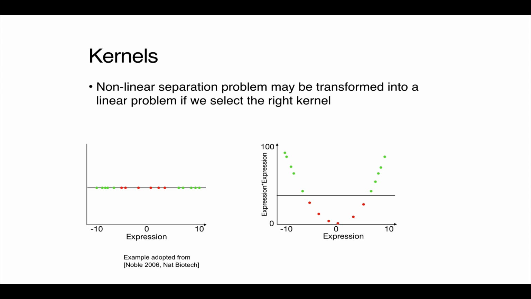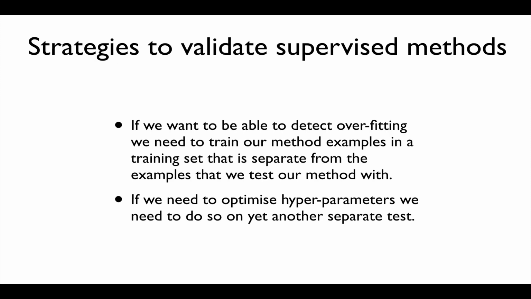Once we have trained a support vector machine or any other supervised machine learning method, we want to be able to assess how well it performs. As we want to be able to detect symptoms of overfitting, we need to test our methods on examples that are not in the same data set that we trained our machine learning algorithm on. So we want a separate test set.